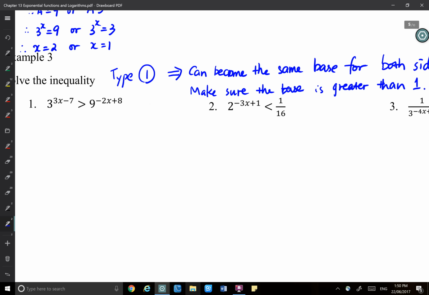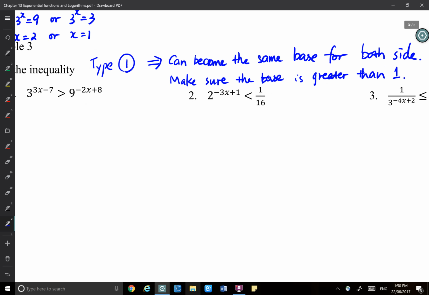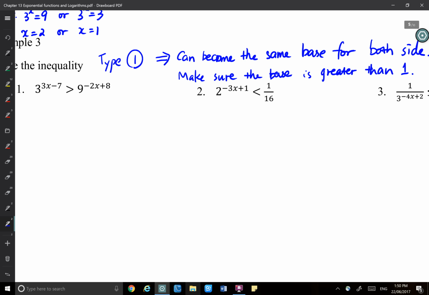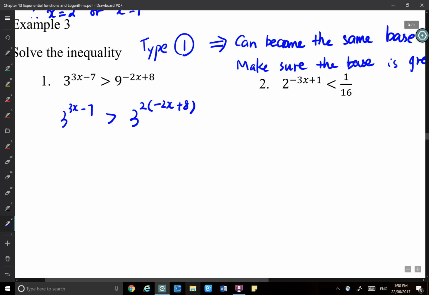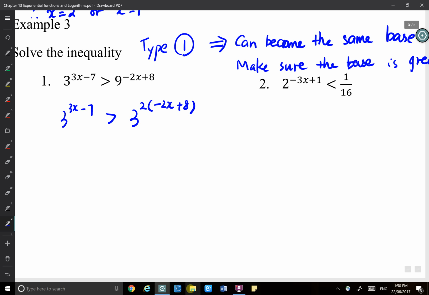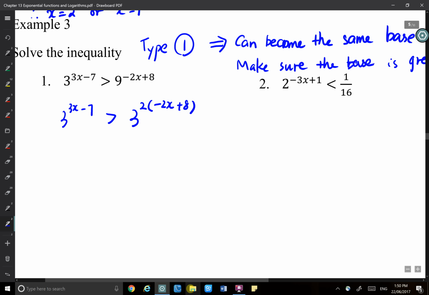For example, this question, I have 3 and 9. They can become the same base, base 3. So 3 to the power of 3x minus 7 greater than 3 to the power of 2 bracket minus 2x plus 8. Okay, same base, different power. Think about 3 to the power of something. What does this graph look like? The graph looks like this.